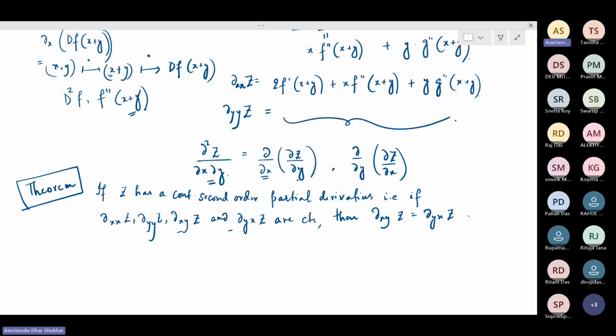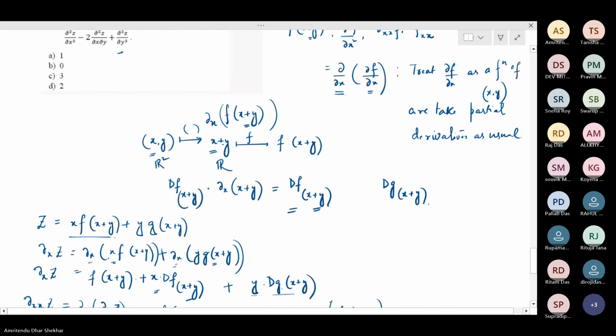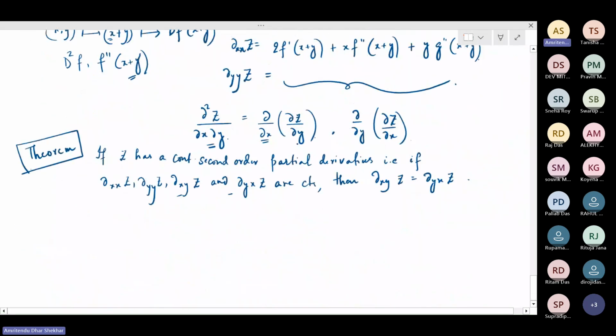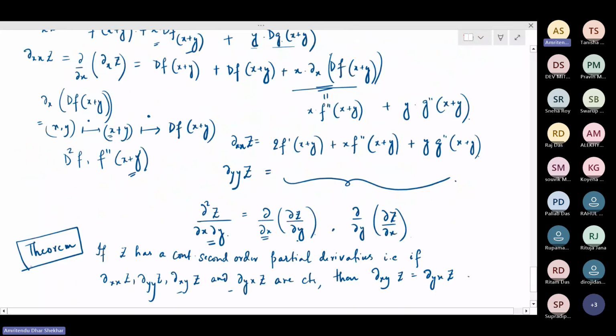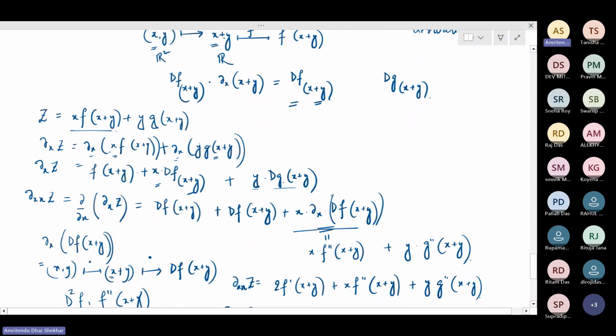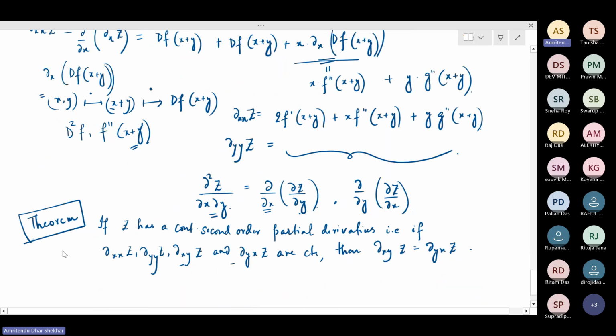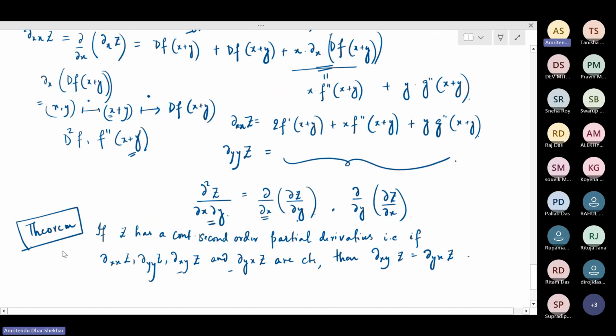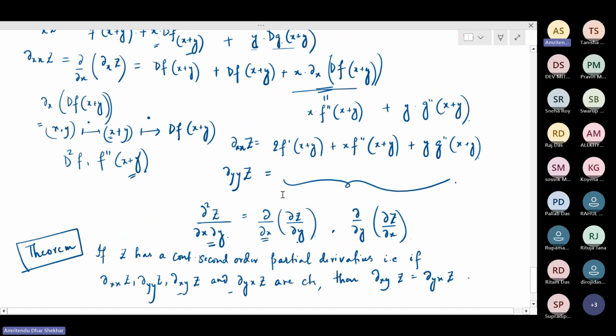Of course, we are assuming over here that F and G admit continuous second order partial derivatives, which is saying that F and G belong to this class of functions which are called C2 functions. So if F and G are C2, then it doesn't matter what is the order in which you take them. So I leave it to you to finish this calculation.